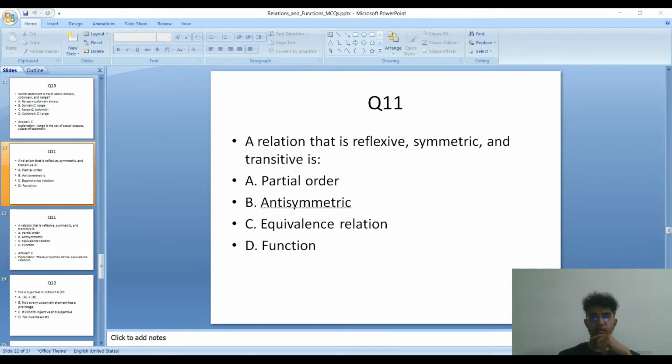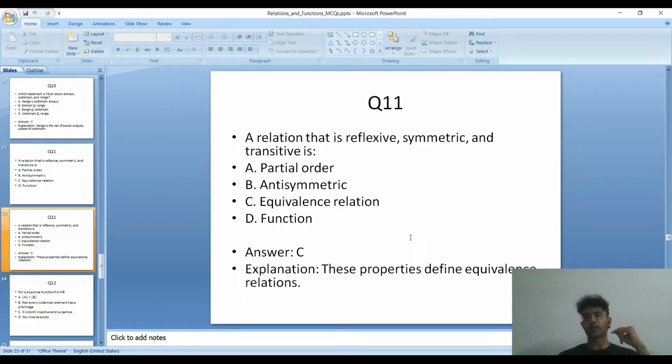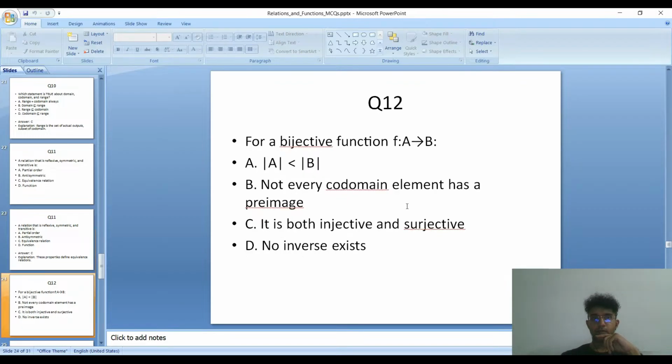Right. Shikesh says it's an equivalence relation. Yes, that's indeed the right answer. These define equivalence relations, right? Next question. So four more questions remaining.